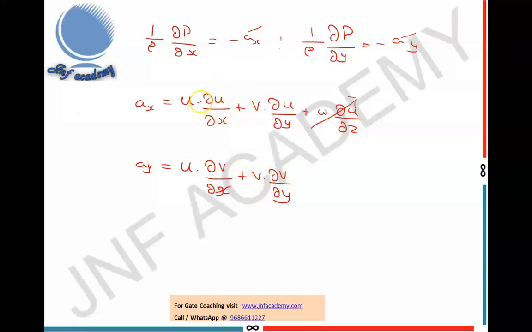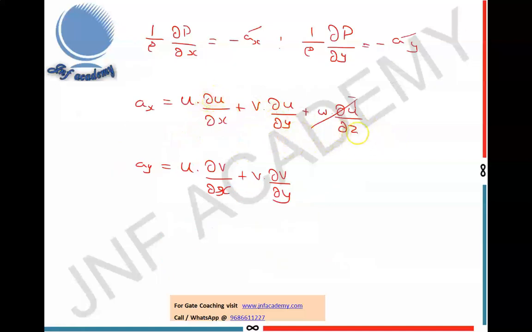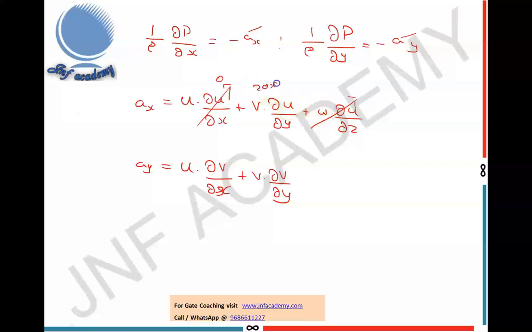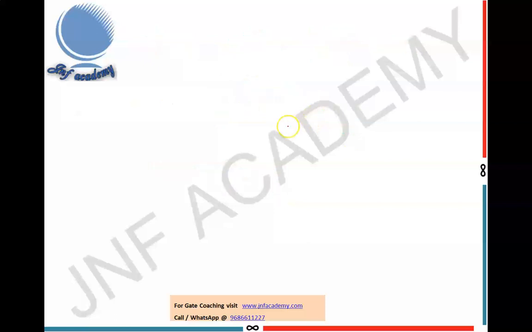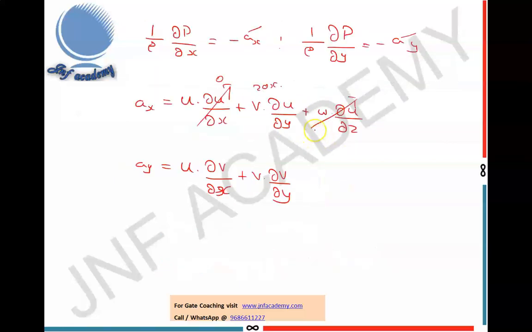So now let's find this out. I have already mentioned what u and v are: u is 10y, v is 20x. In this case, ∂u/∂x will become 0, because there is no x term in u, so this term will go out. Then v ∂u/∂y: v is 20x, and ∂u/∂y is 10. So 20x into 10 comes out to be 200x. ax is equal to 200x.